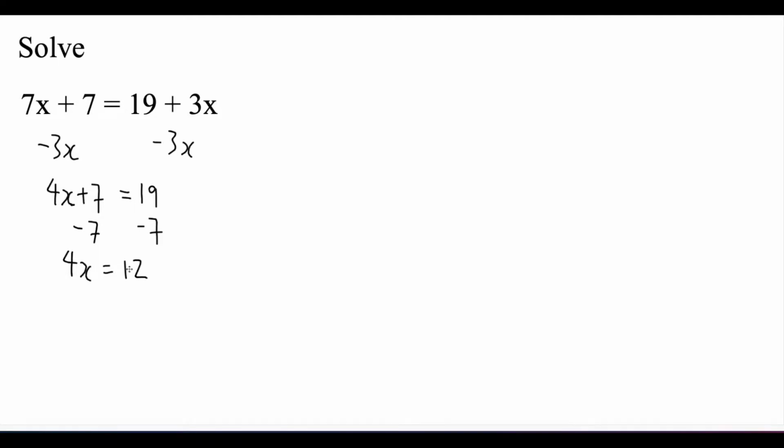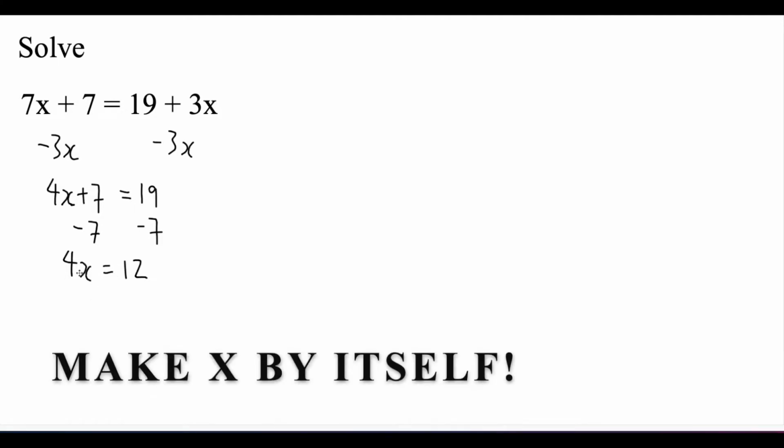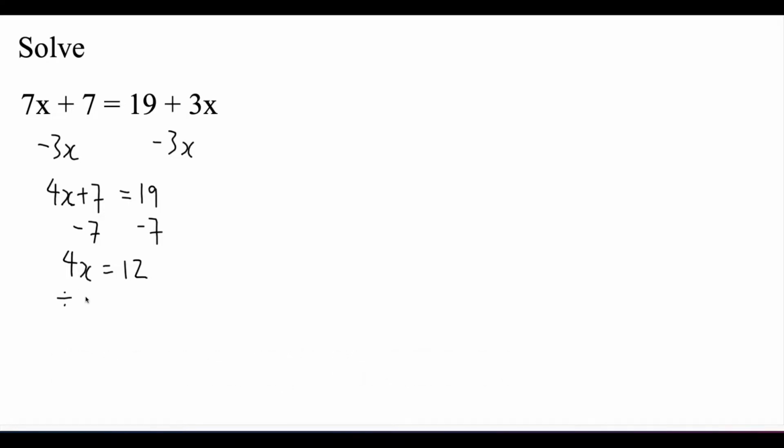And in the next step, we want to make x by itself. So how can we do that? We can divide both sides by 4 because we know that 4x divided by 4 is x. So then we divide both sides by 4. We get x is equal to 3. And this is our solution to this equation.